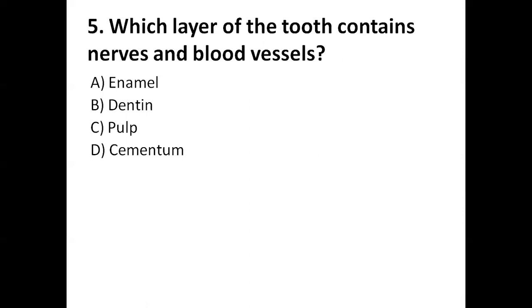Number five, which layer of the tooth contains nerves and blood vessels? A, enamel, B, dentin, C, pulp, D, cementum. 30 seconds. Make your choice. Okay, the answer is C, which is the pulp. The pulp is the soft part of the tooth containing blood vessels, nerves and connective tissue. Okay, so as we said, the health of the tooth depends on the pulp.